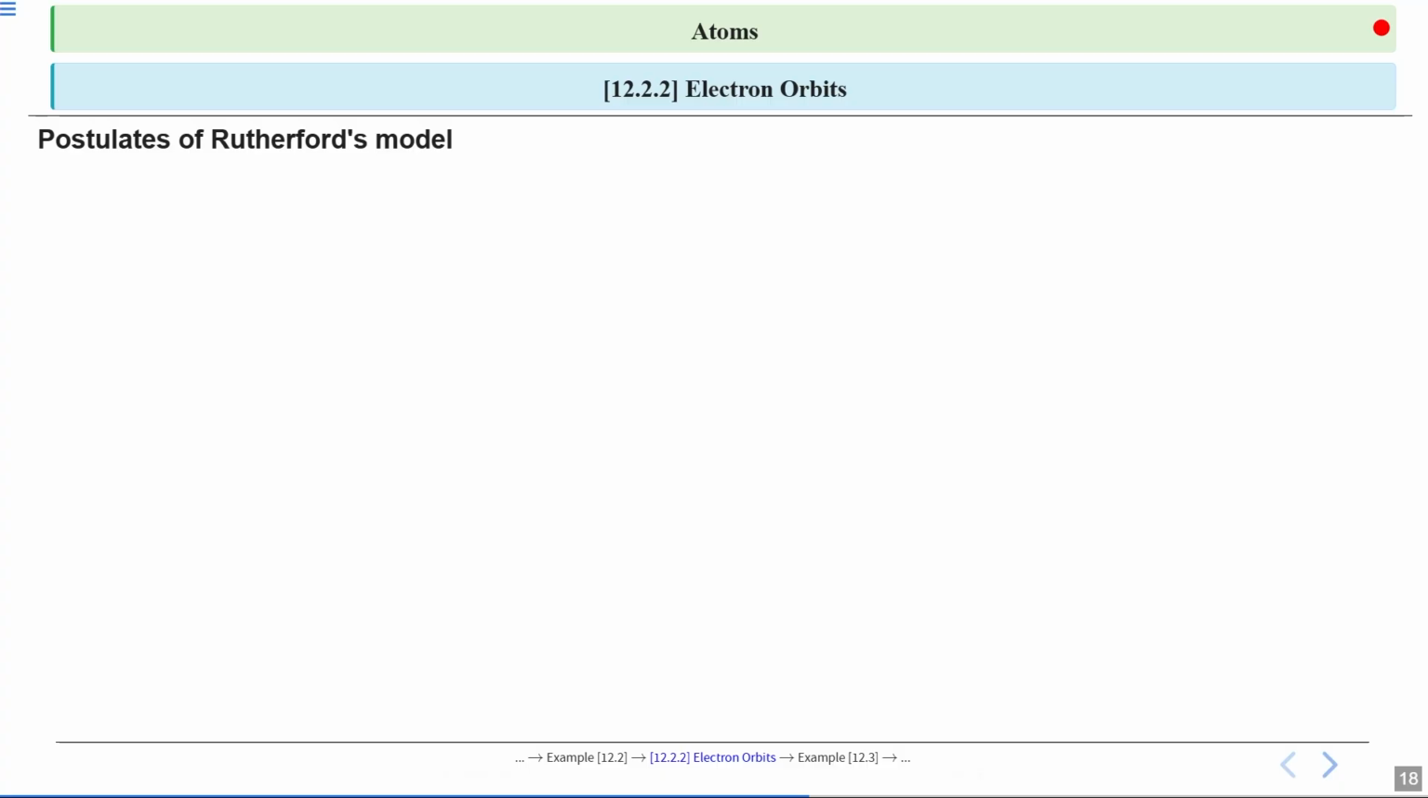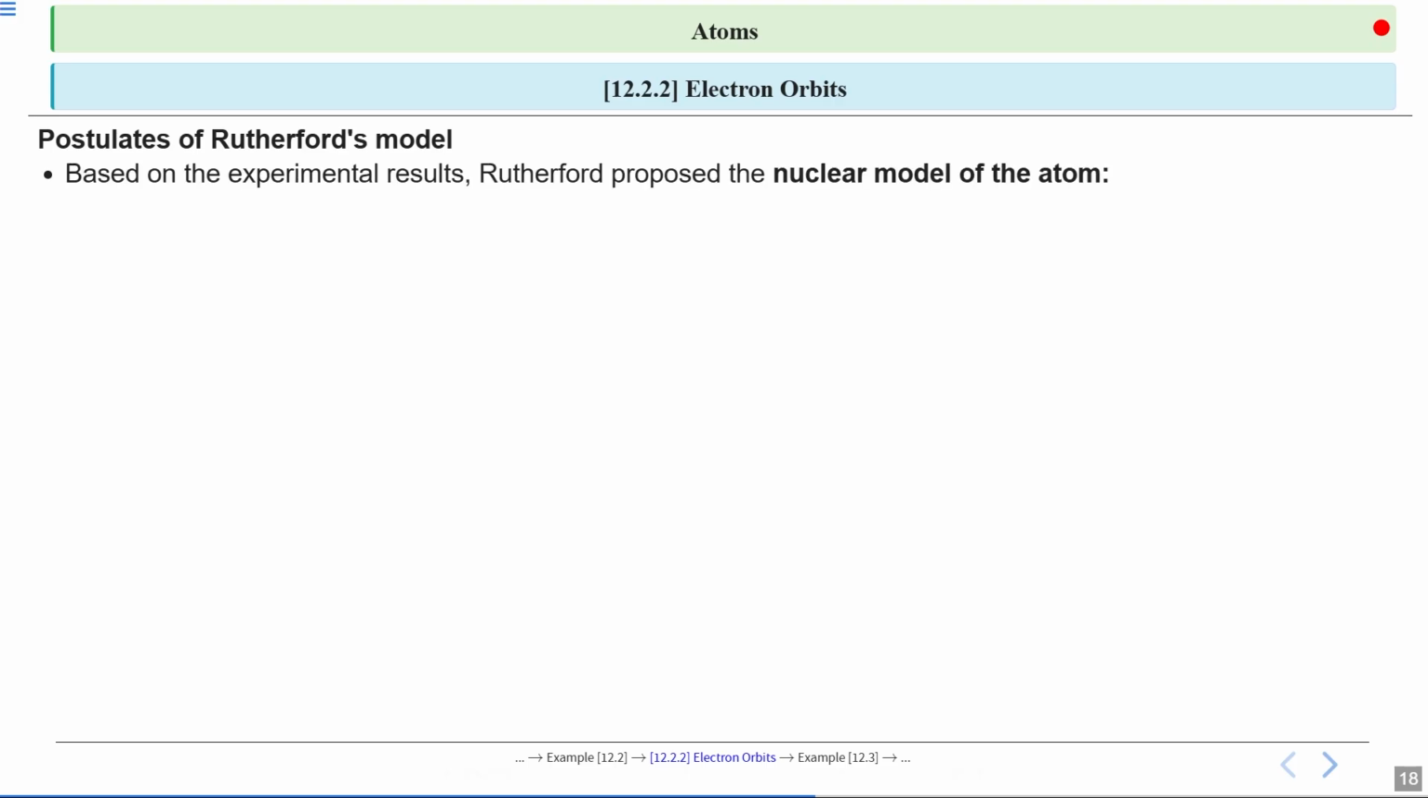Now we will discuss the postulates of the Rutherford model of the atom. This model was a major step forward in our understanding of atomic structure. We will look at each key idea that Rutherford proposed and see how this model explained the results of this famous gold foil experiment. Let's start with the first main point of the Rutherford model.